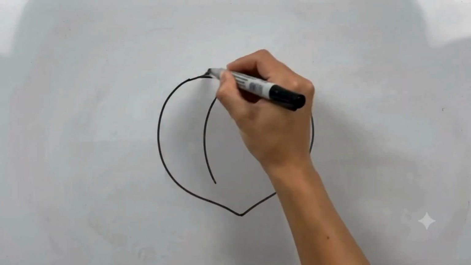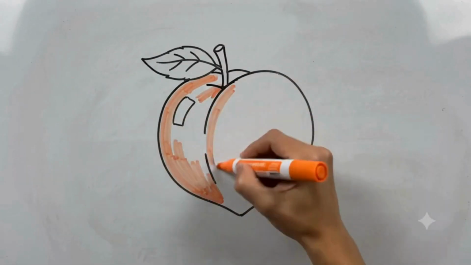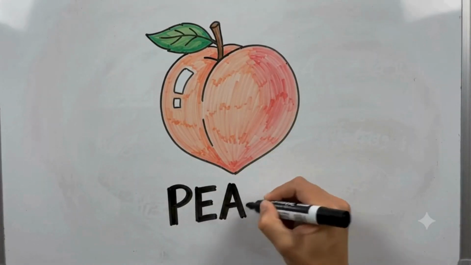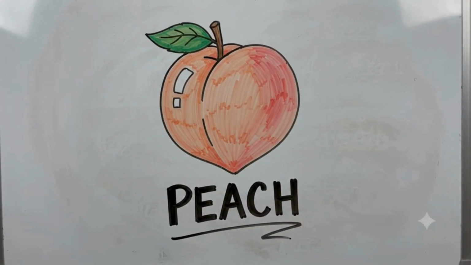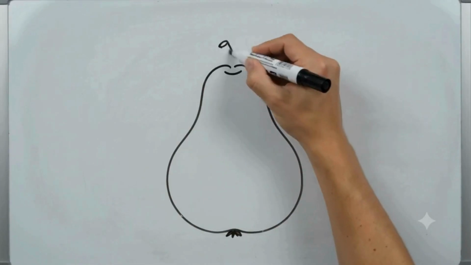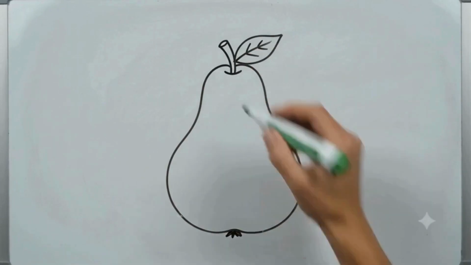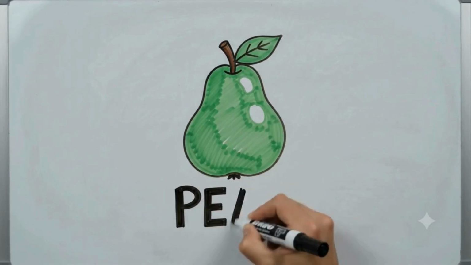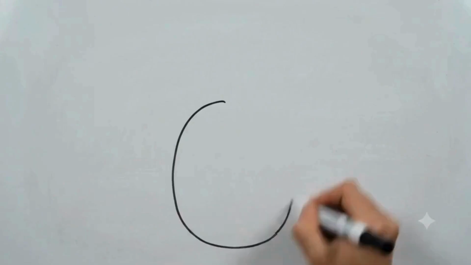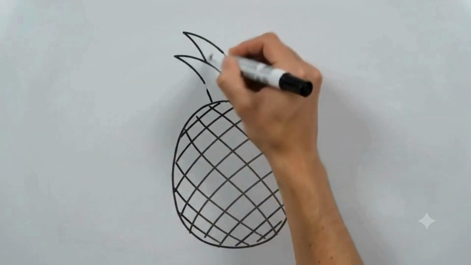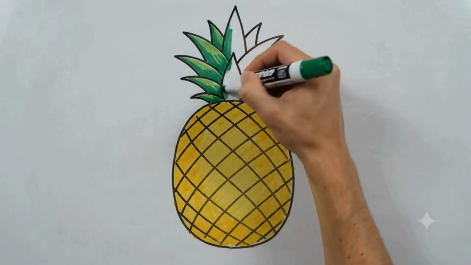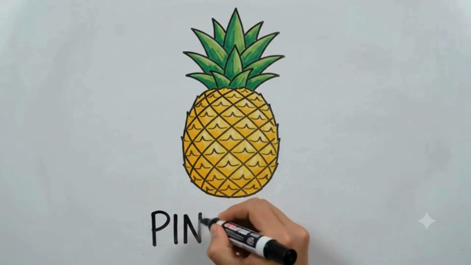Peach is pink in color. Pear is green in color. Pineapple is yellow in color.